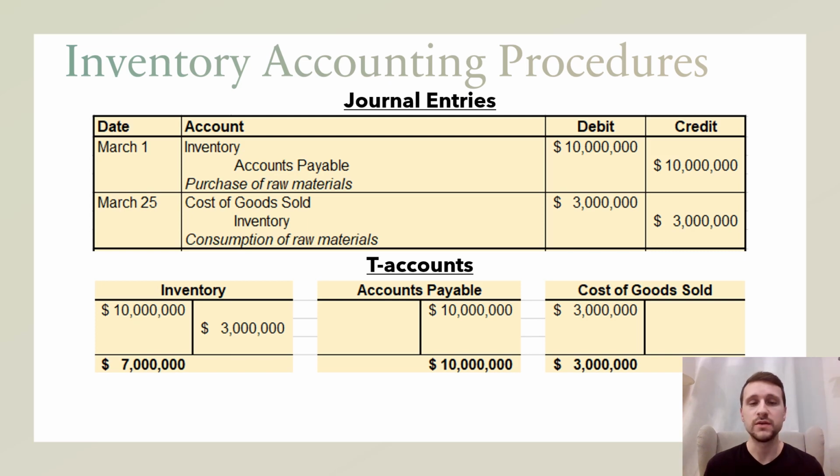And then on March 25th, we sold another batch of our refrigerators. So in order to account for that, accounting booked $3 million to cost of goods sold, and then a corresponding credit that hit inventory for that same amount. Beneath the journal entries listed, I have the T accounts, and those are just the individual accounts that we used to book those two journal entries at the top.